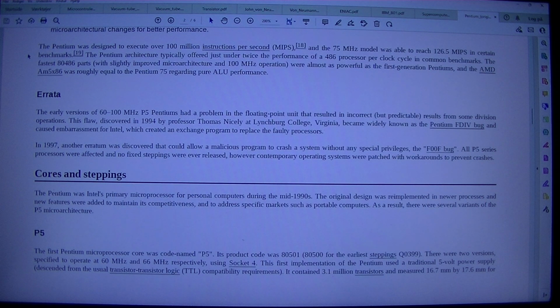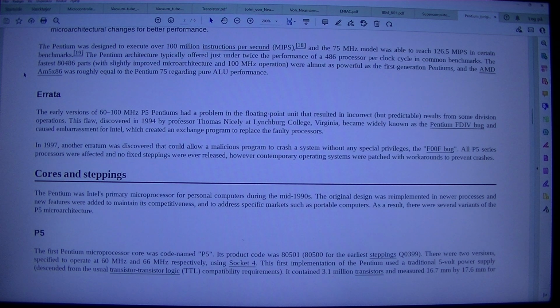The Pentium architecture typically offered just under twice the performance of a 486 processor per clock cycle in common benchmarks. The fastest 80486 parts, with slightly improved microarchitecture and 100 MHz operation, were almost as powerful as the first-generation Pentiums, and the AMD Am5x86 was roughly equal to the Pentium 75 regarding pure ALU performance.